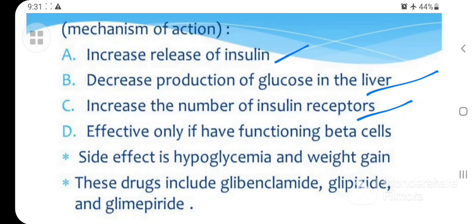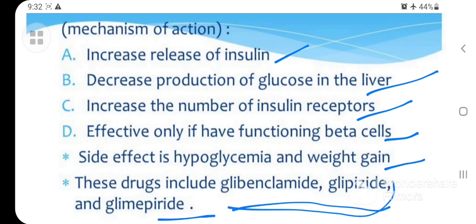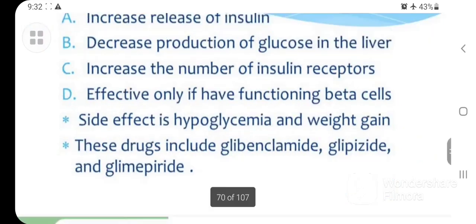Clear? Then next point you remember here: effective only if there are functioning beta cells, and the side effects are hypoglycemia and weight gain. Yes, these drugs include glibenclamide, glipizide and glimepiride. If any of the 3 drugs are asked, you write the same mechanism of action. These drugs come under the class of sulfonylureas.